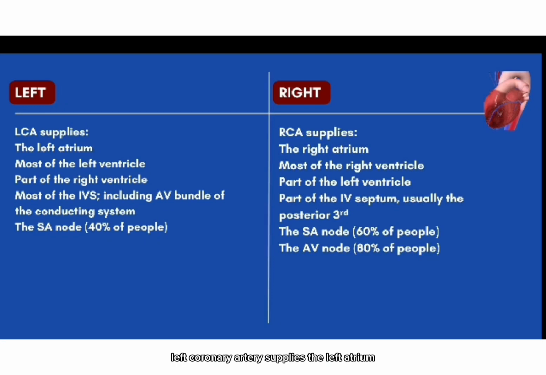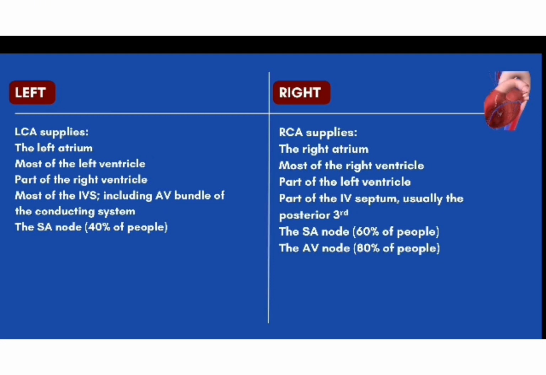The left coronary artery supplies the left atrium. It supplies most of the left ventricle. It supplies parts of the right ventricle. Most of the IVS, including the AV bundle of the conducting system. And the SA node in 40% of people.